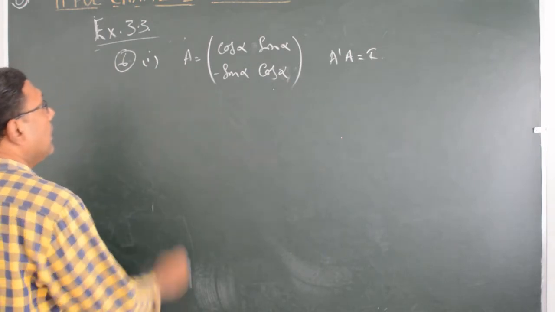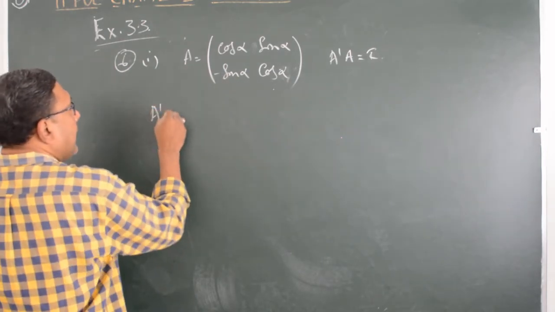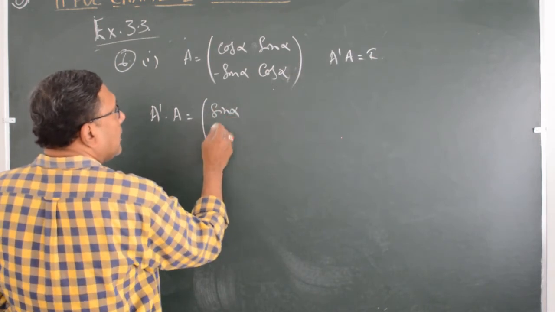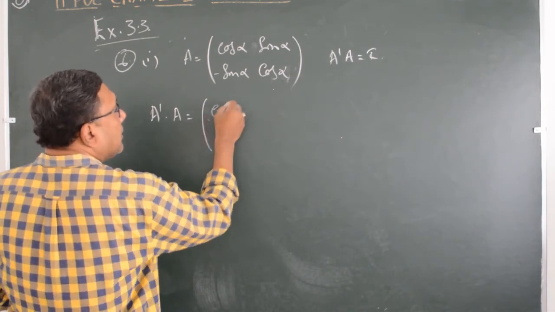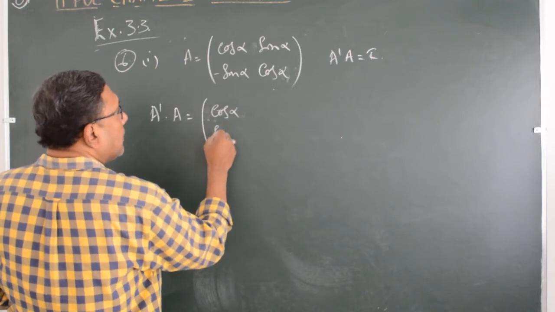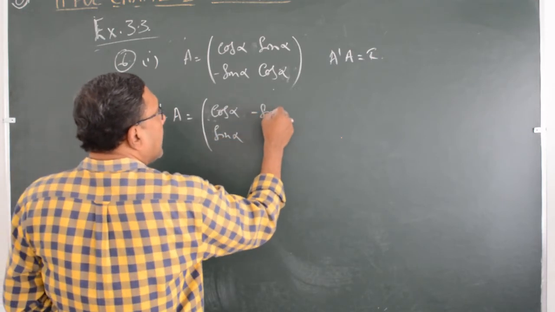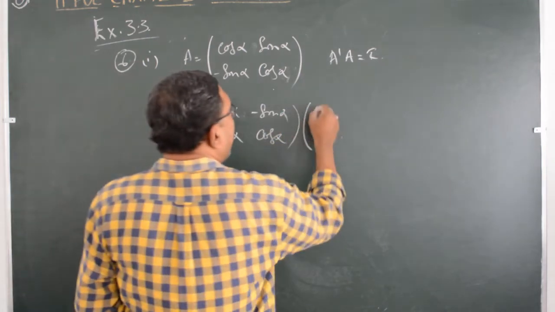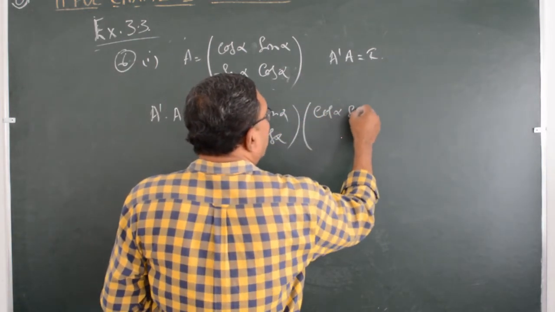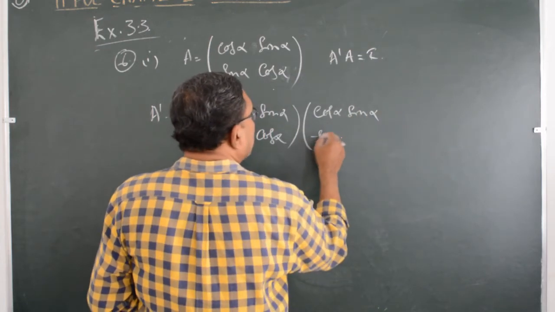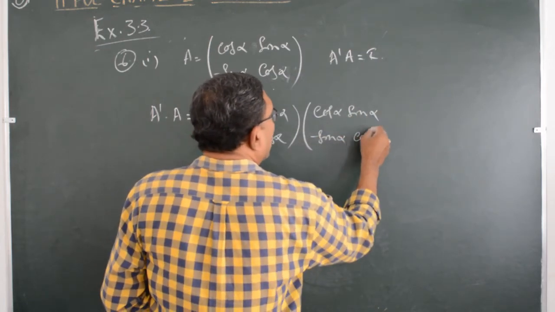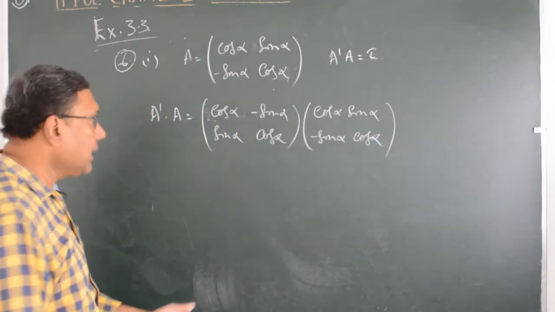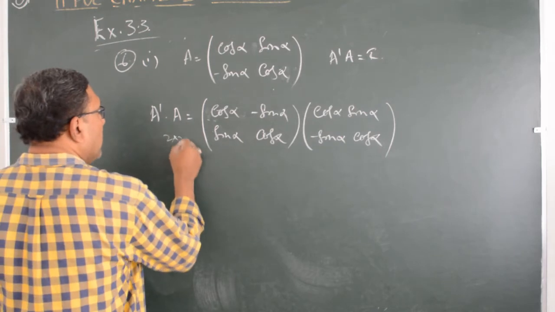Let us do the transpose. A transpose into A is equal to, I am taking directly the transpose, cos alpha, minus sin alpha, sin alpha, cos alpha, multiplied with A, cos alpha, sin alpha and minus sin alpha and cos alpha. Let us multiply this 2 by 2, 2 by 2, the resultant matrix will always be 2 by 2. That is fine.